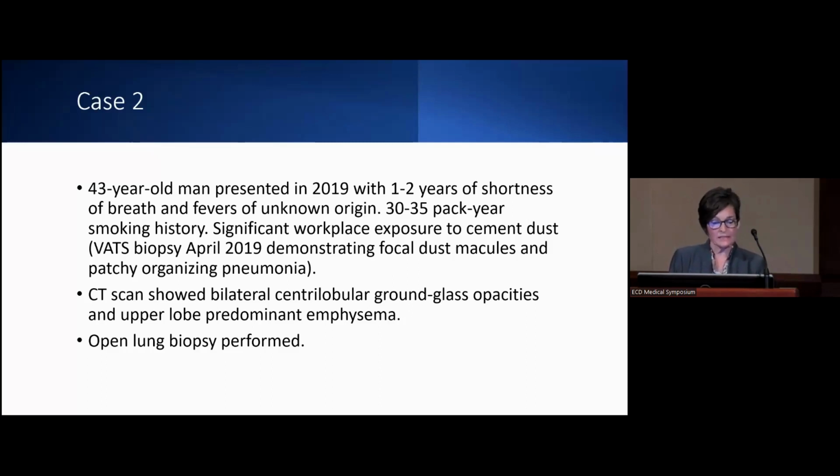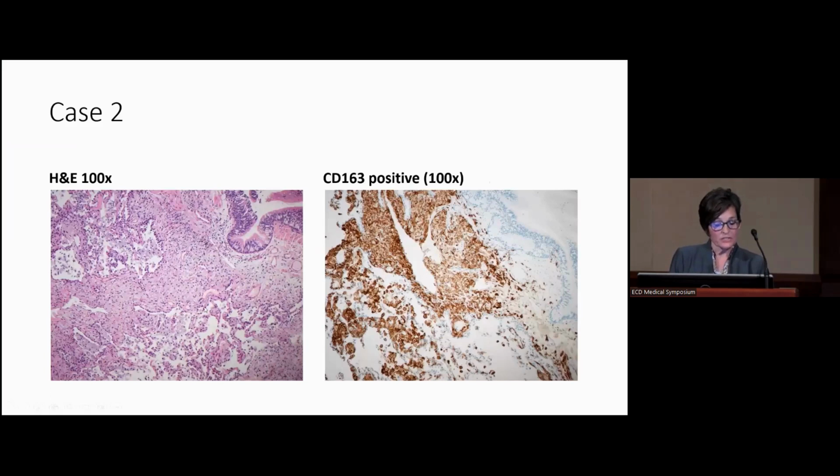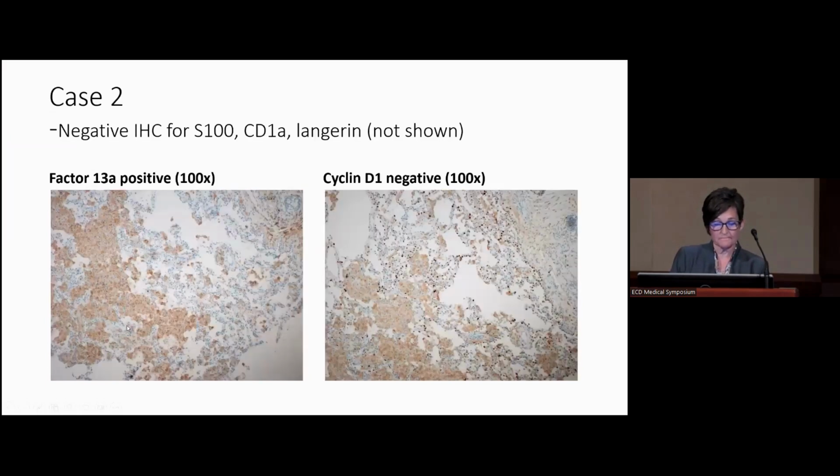The CT scan in 2019 showed bilateral centrilobular ground glass opacities with an upper lobe predominant emphysema, probably related to the smoking, and an open lung biopsy was performed. On the left, you can see that the H&E shows the bronchial epithelium here, and this is septae of the lung, and you can see it's widely thickened by this infiltrate of histiocytes that are CD163 positive. And there's also an increase in pulmonary alveolar macrophages.